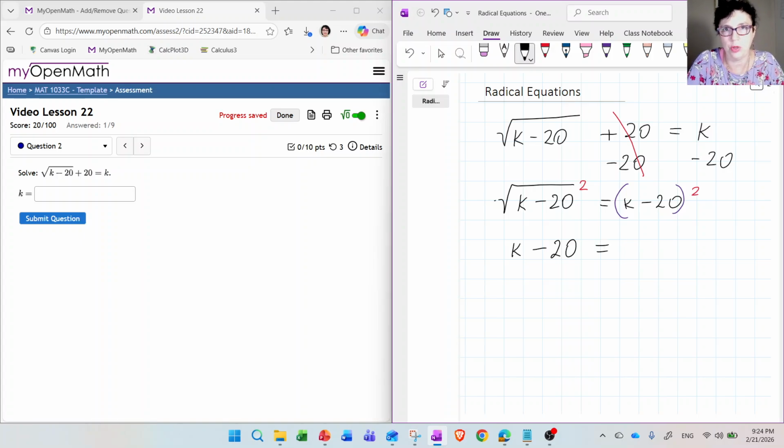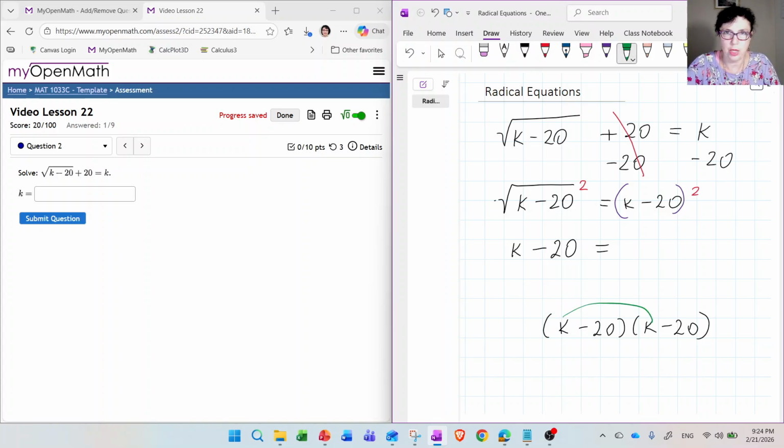Now, what are we going to get on the right-hand side? Hopefully you remember, but if not, that's fine. Just FOIL it. What is k minus 20 squared? It's the same thing as k minus 20 multiplied by k minus 20. Maybe you know that this is a squared minus 2ab plus b squared. Maybe. But if you don't know, it's no trouble.